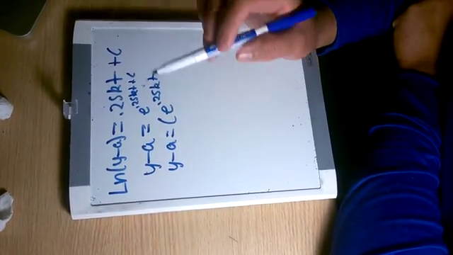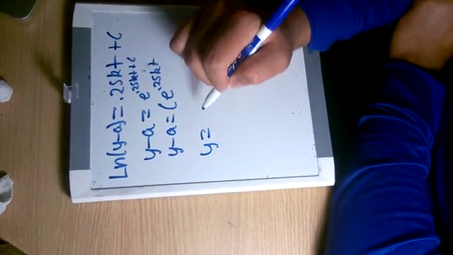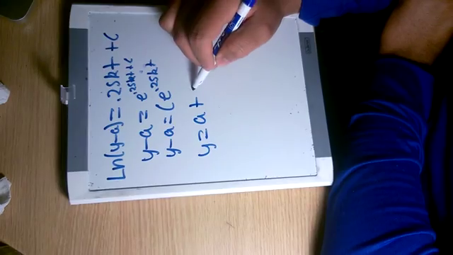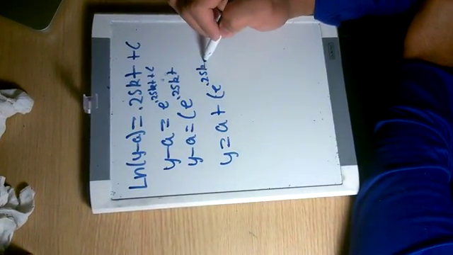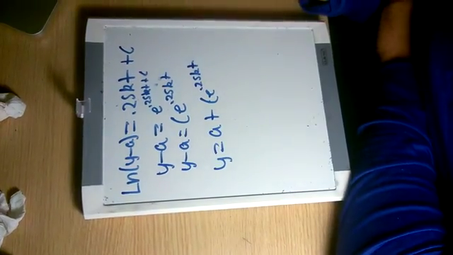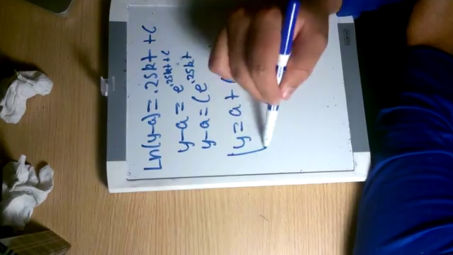Alright, we still don't have y by itself, so we need to add a to both sides. We get y equals a plus c e to the 0.25kt. And here we have found the model for the income, and we are done.